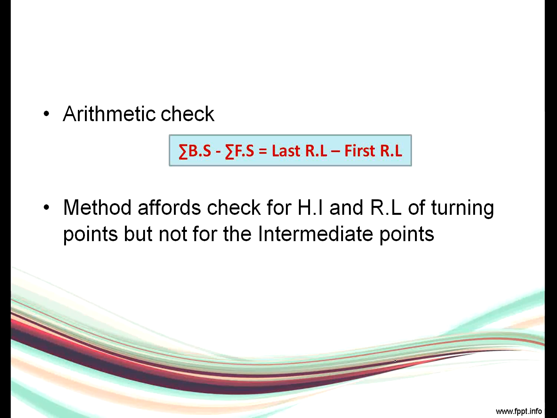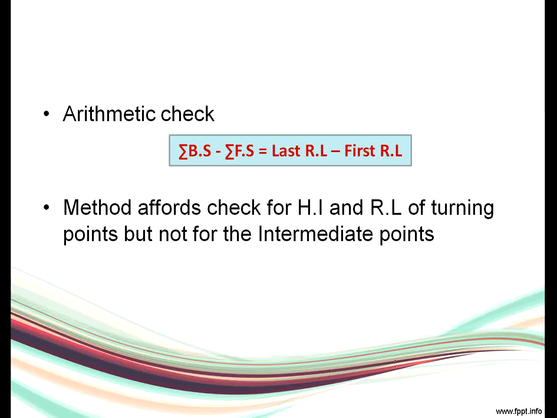For that, you have an arithmetic check. You can do an arithmetic check for the height of instrument method. For this, the arithmetic check is given by sigma backsight, that means the sum of backsight readings, minus sigma foresight, that means the sum of foresight readings, is equal to the difference between the last RL and the first RL. Okay, this is the arithmetic check given for height of instrument in order to check the calculations that you have already done. So this method gives a check for all the height of instrument and RL values that you have calculated. But no checks are done for intermediate sights. Only a check is done for height of instrument values and reduced level values. So this is the theory part for understanding height of instrument.